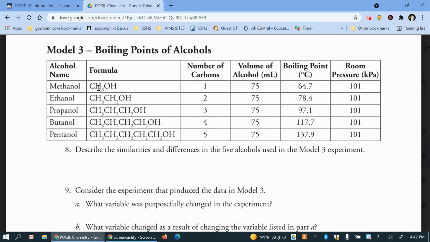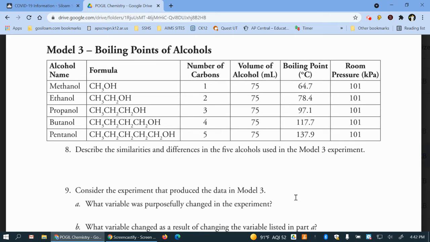We can see we have groups of CH3s and CH2s. But notice that the number of carbons in each one increases. Column 3 shows us this. Another similarity is even though the carbons and hydrogen groupings on the left increase, the number of OHs stays the same. Number 9, consider the experiment that produced the data in Model 3.